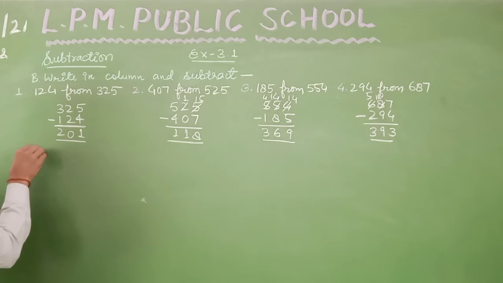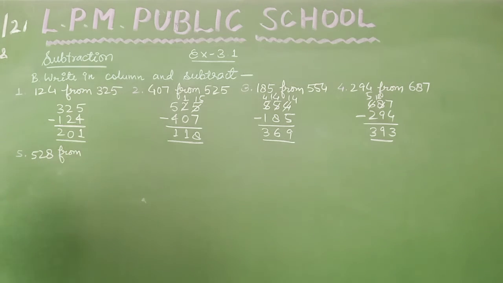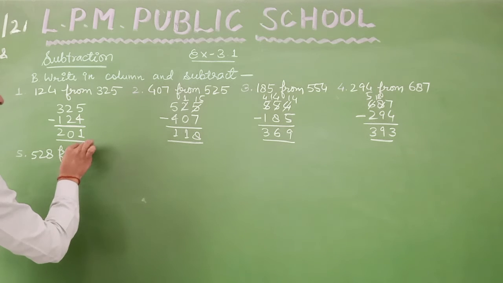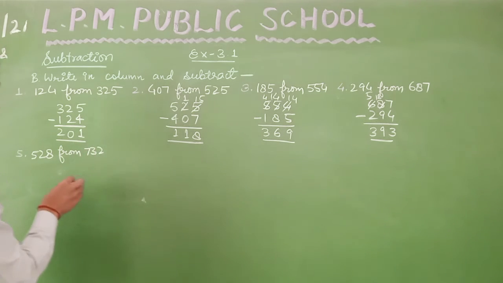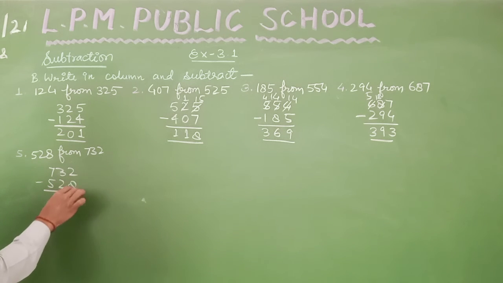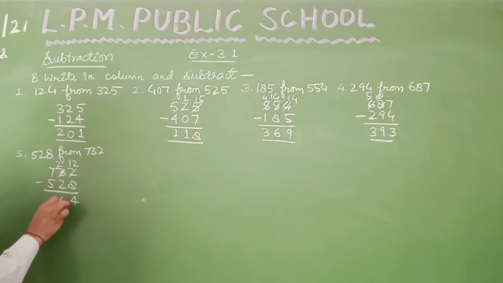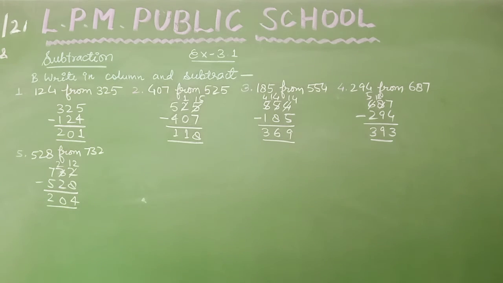Question number 5 is 528 from 732. So 732 minus 528. 12 minus 8, 4, and there will be 2. 2 minus 2, 0, and 7 minus 5, 2. That is 204.